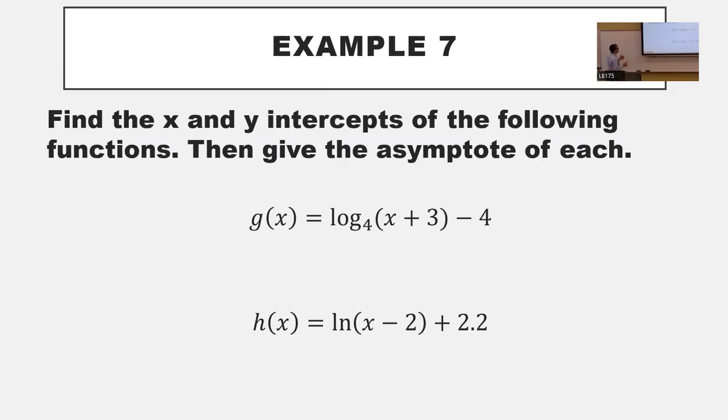So let's do that with these two functions. Let's take g of x equals log base 4 of x plus 3, minus 4. And h of x, that is the natural log of x minus 2 plus 2.2. We'll find the x and y intercepts if they exist. Well, the x-intercept will. If the y-intercept exists, we'll find that. And then we'll also find the asymptote.